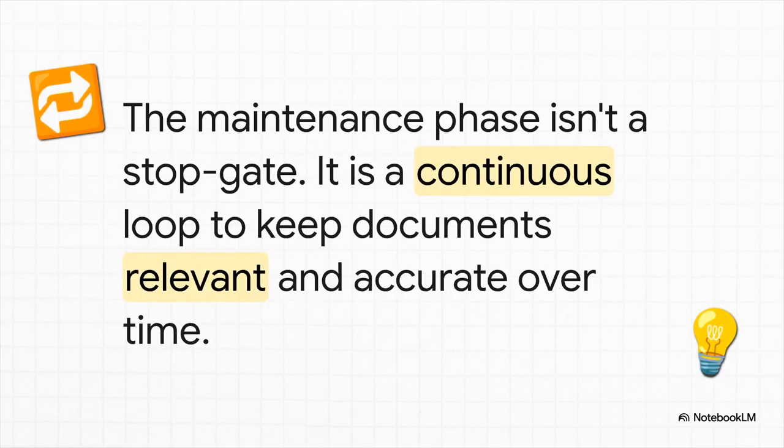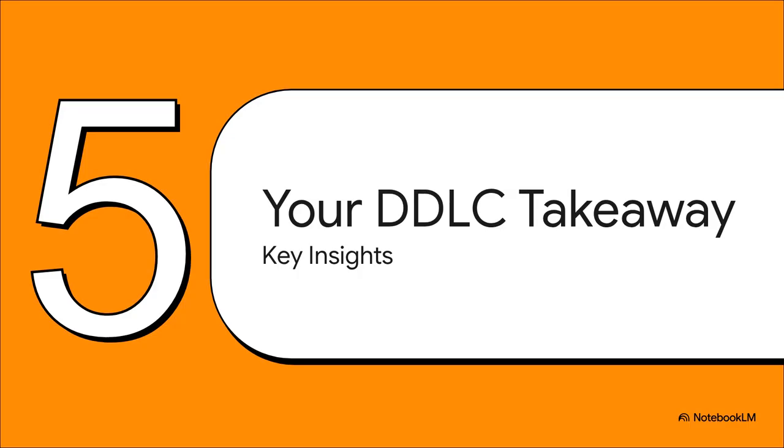And this is the most important thing I want you to remember about this whole process. Maintenance is not a finish line. It's a loop. It's a continuous cycle. As the product gets better, the documentation has to get better right along with it. So, Section 5, your DDLC takeaway. After going through that entire journey, what are the key things you really need to remember?